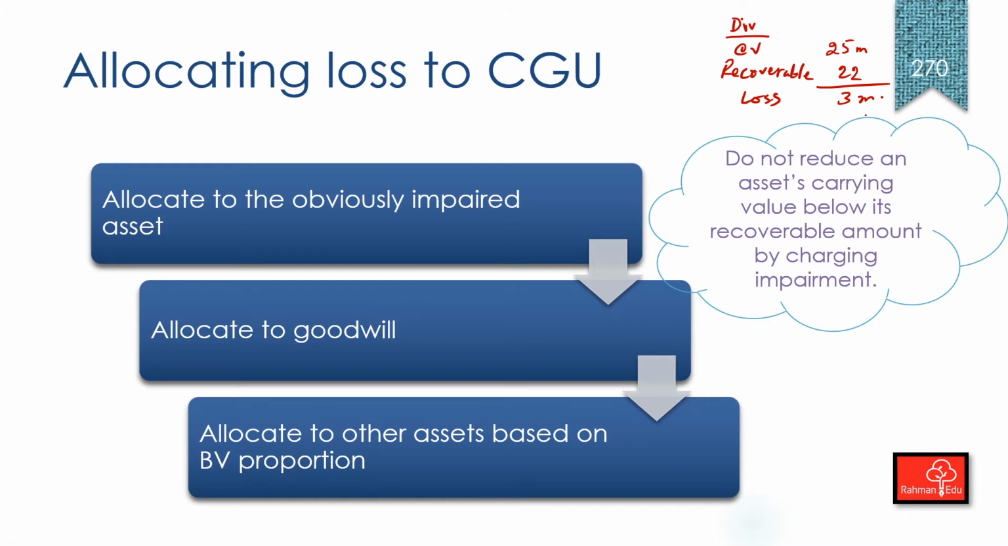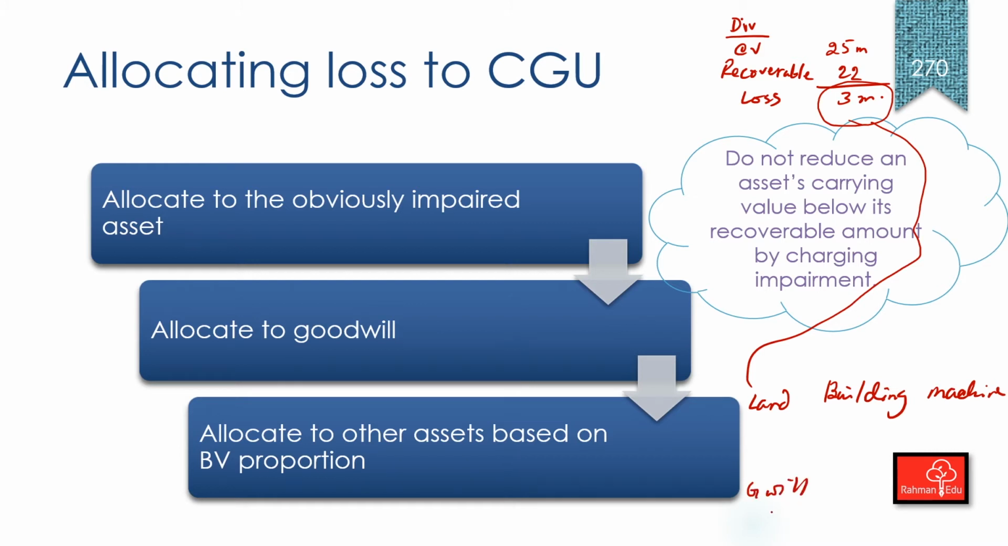Take the loss and put it in various assets of the company: land, building, machine, goodwill, etc. 0.5, 0.4 maybe. Put the other thing in wherever it is relevant, 2.1 maybe, like that. You need to allocate it.